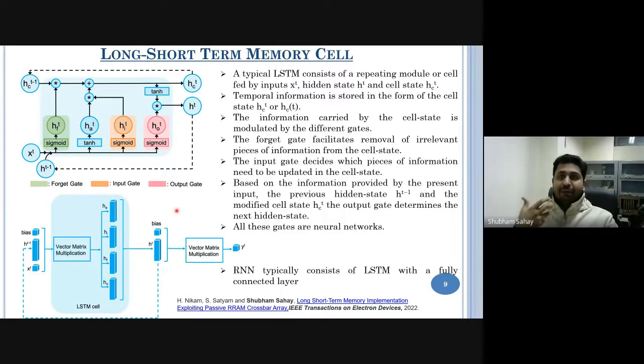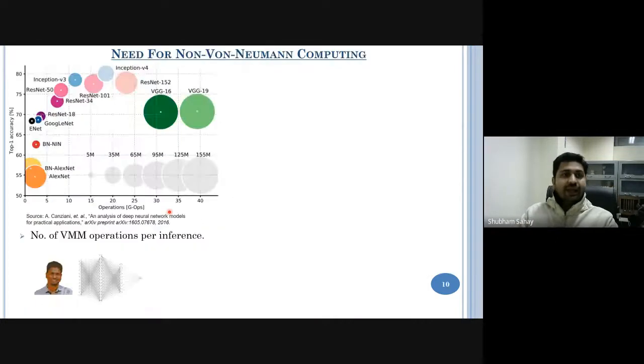Now we know that vector by matrix multiplication is a prominent operation in neural networks, or in neuromorphic networks. Why do we need alternate hardware when we have GPUs and CPUs? This figure tells you the amount of operations, in gigaops, that all of these common neural networks need in order to classify one image into its particular class. It's basically telling you how many vector by matrix multiplications are performed in classifying one image into its particular class.